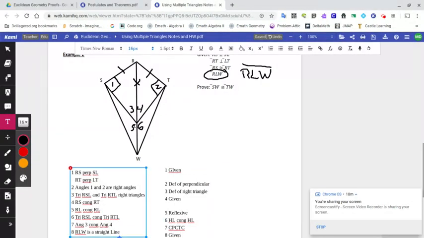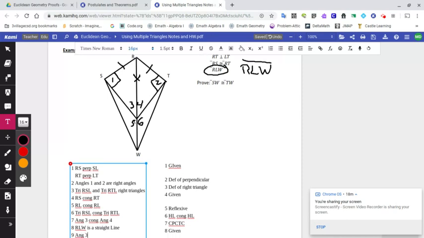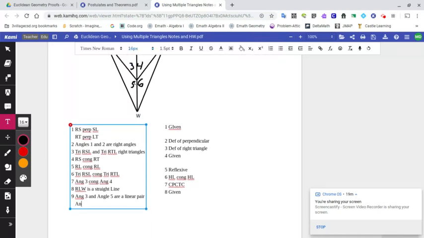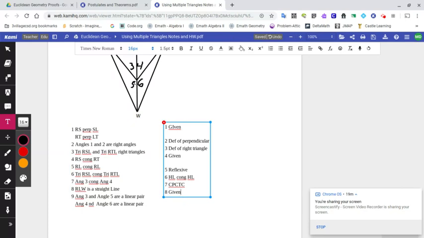Because now I can say that angle 3 and angle 5 are a linear pair. Okay, and that's by definition of linear pair. But I'm also going to say angle 4 and angle 6 are a linear pair. That is 9. That's by definition of linear pair.